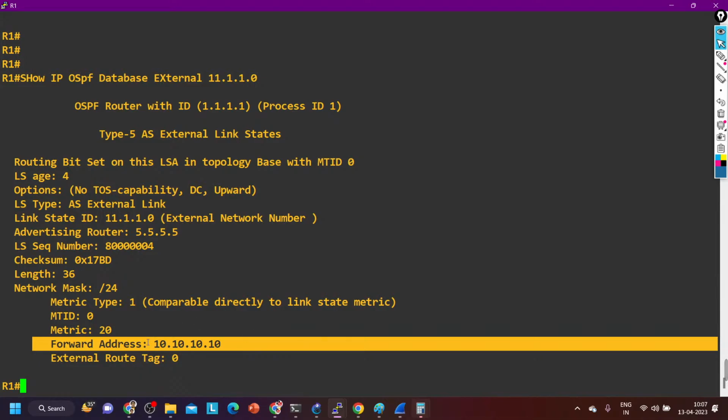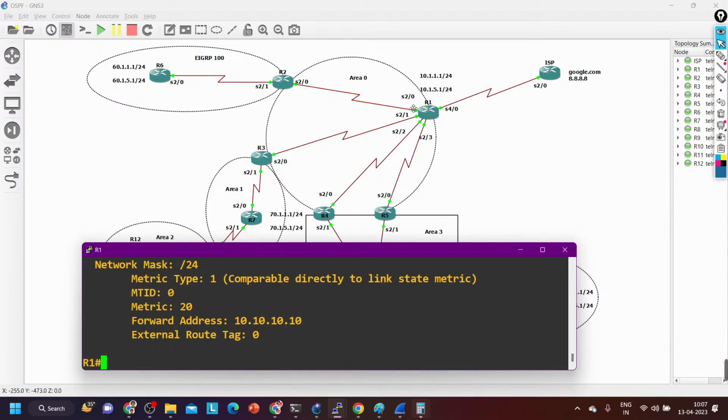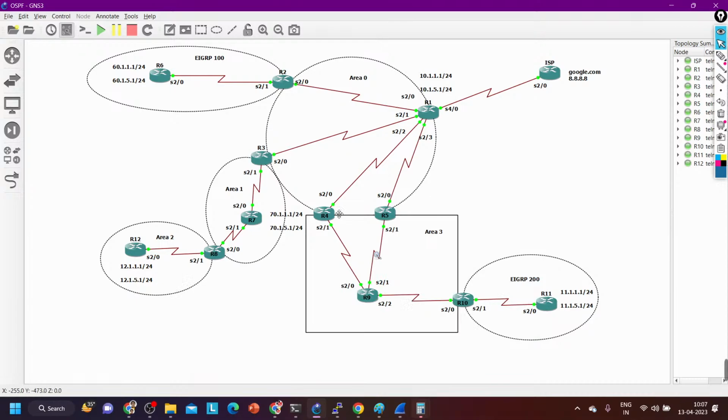So why is the ABR router translating LSA 7 into LSA 5 with the forwarder address? So that the router in area 0 will come to know about the actual advertiser. Router 5 is telling router number 1, I am not the actual forwarder, I am just translating LSA 7 into LSA 5.